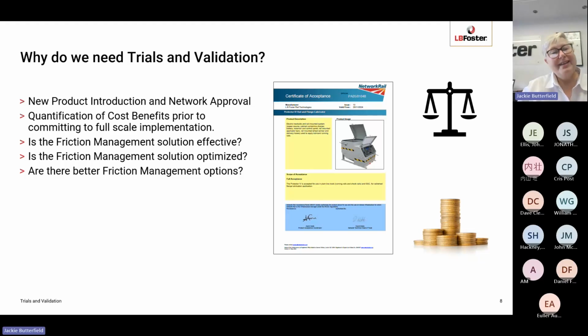And also, is it optimized? Are you using the right application strategy? Are any trackside units sited in the correct locations to maximize the benefits? And the final reason is, are there better options out there? Are there better materials, better equipment available to you to get a better result for your friction management?